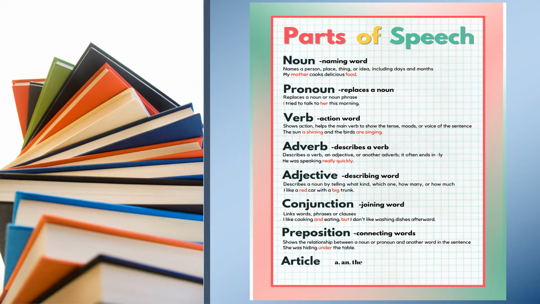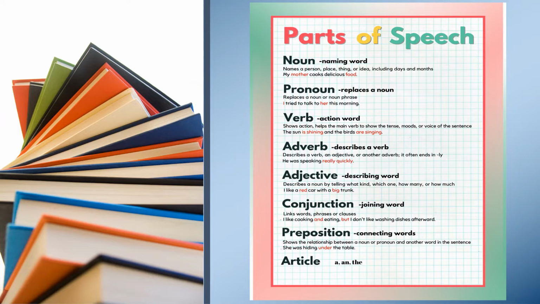Adjectives describe nouns by telling what kind, which one, how many, or how much. An example sentence: I like a red car with a big trunk. Your adjectives would be the word red and the word big. Conjunctions are joining words. They link words, phrases, or clauses. An example sentence is I like cooking and eating, but I don't like washing the dishes afterward. Your conjunctions would be the word and and the word but.